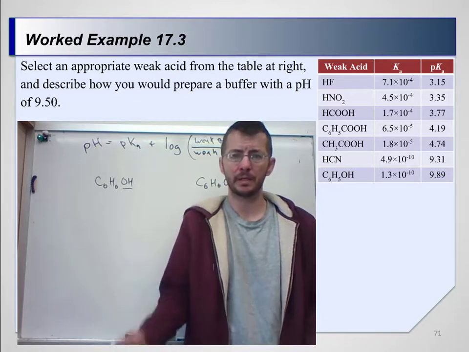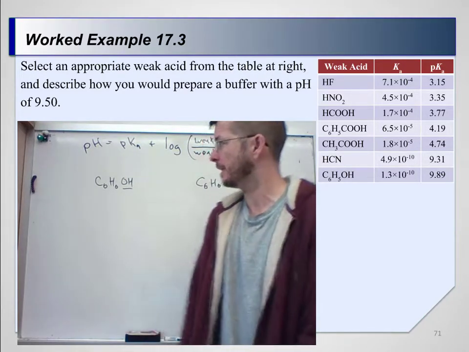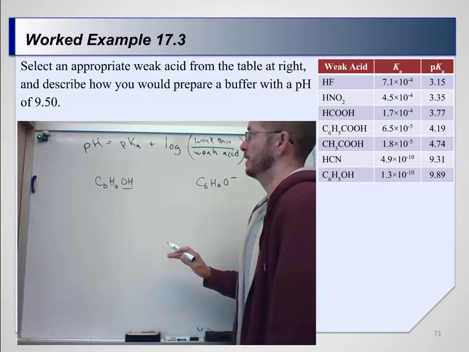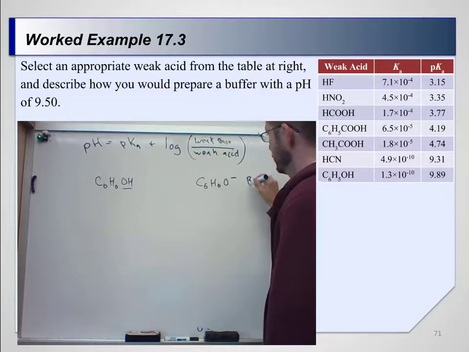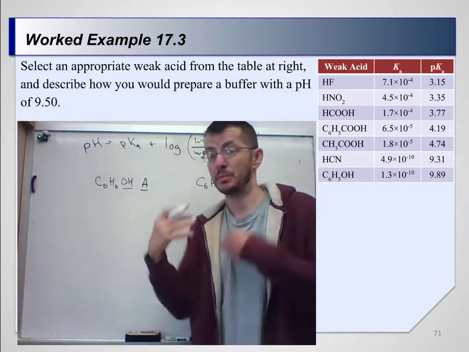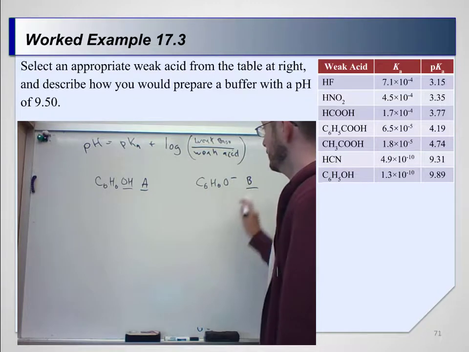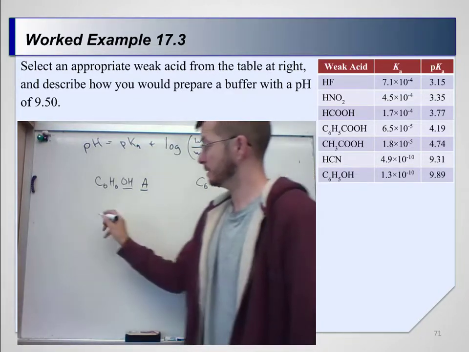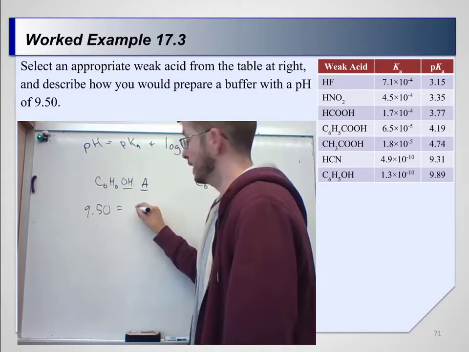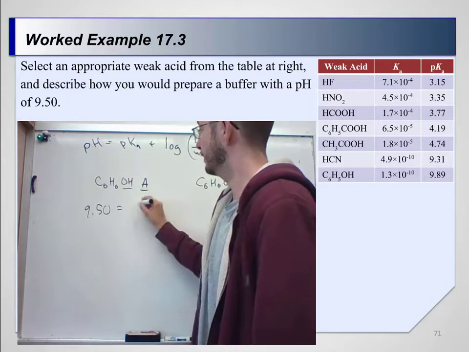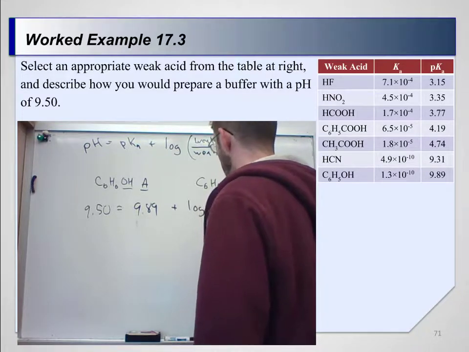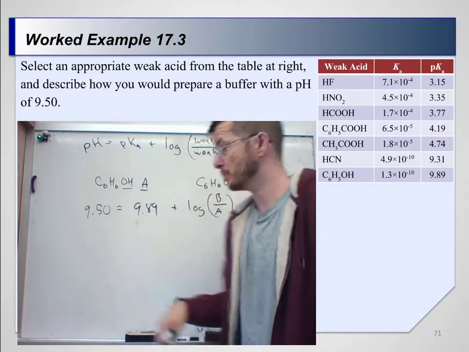So how would you prepare a buffer that has a pH of 9.5? That comes again from our Ka equation. So this is our weak base, and this is our weak acid. Again, it helps to write this stuff down. Conjugate base, conjugate acid. We know that we want a target of 9.50. That will be equal to the pKa, which in this case is 9.89, plus the log of the base over the acid ratio, the molarities of those.